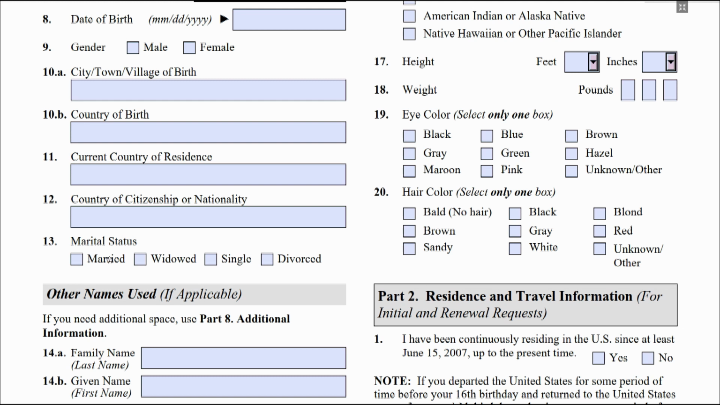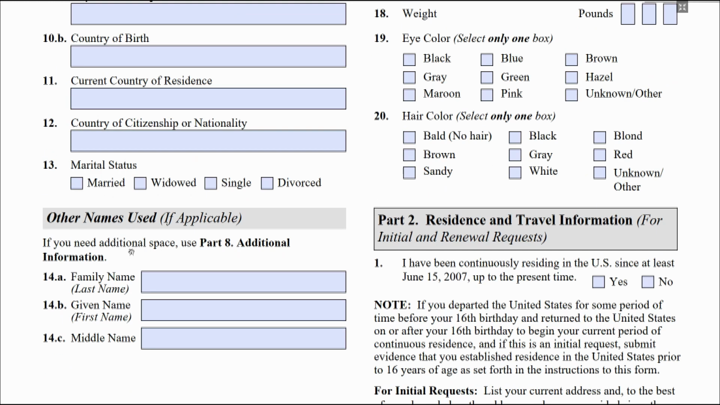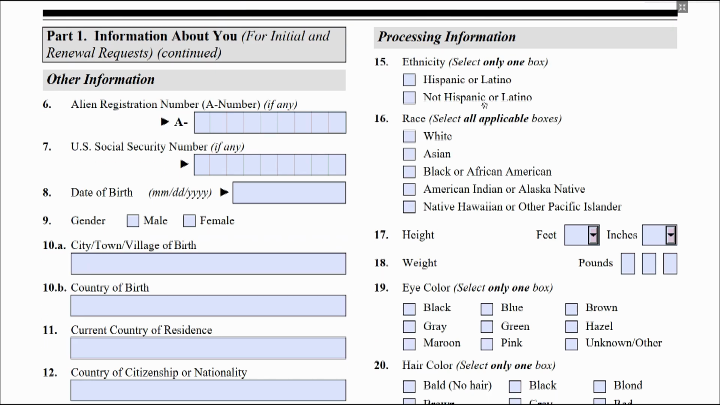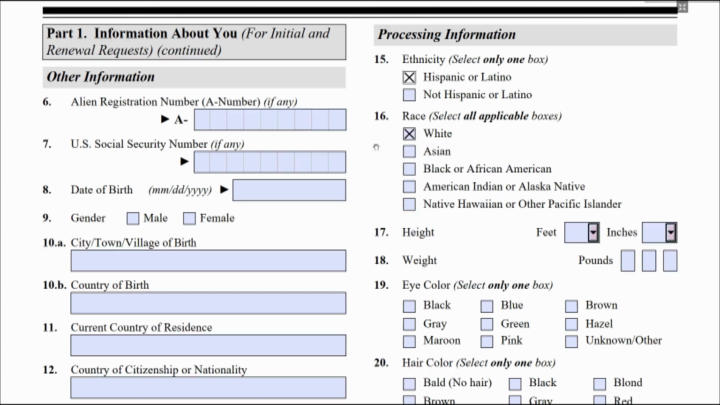Marital status, married, widowed, single, divorced. If you're living with someone but not legally married, you are considered single. Other names used, if you ever use any other alias, your maiden name, etc., you would put that information here. Ethnicity, Hispanic or Latino, not Hispanic or Latino. If you are Hispanic or Latino, for the next question about race, you would put that you are white.